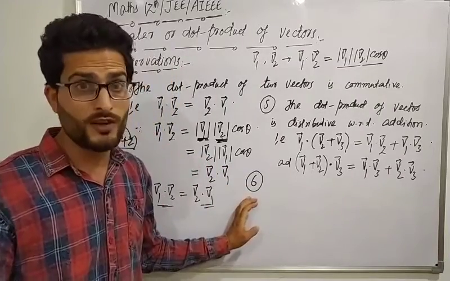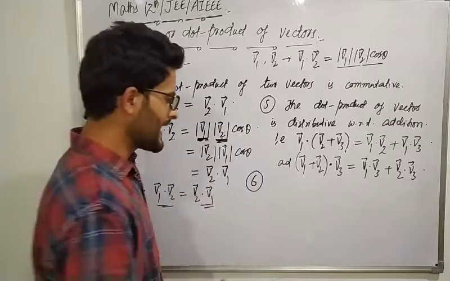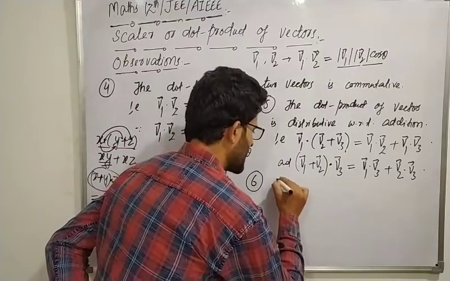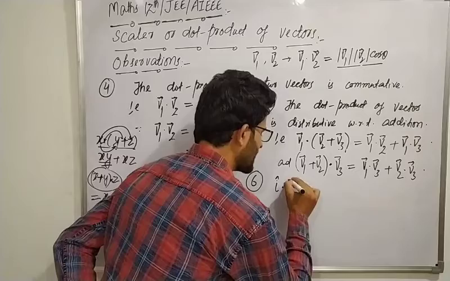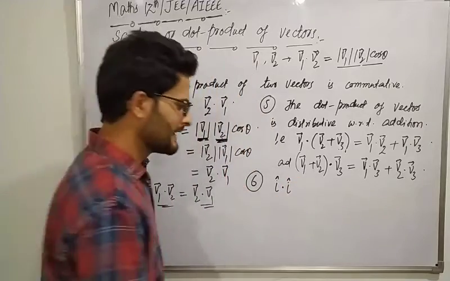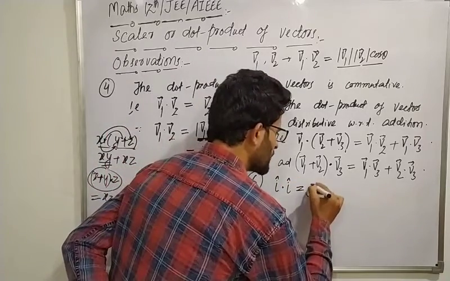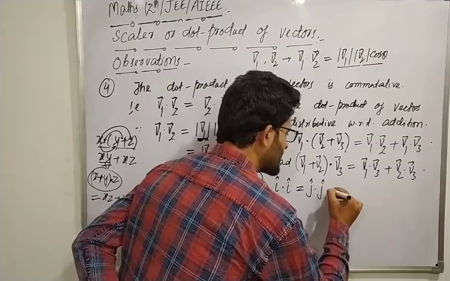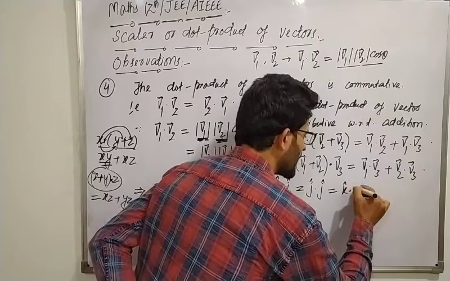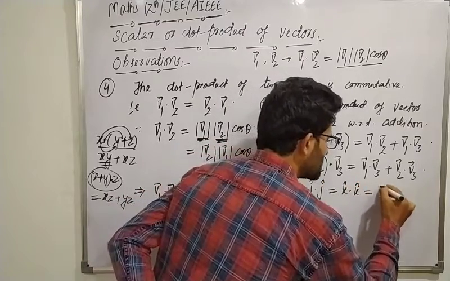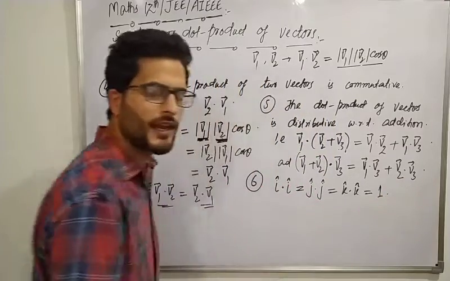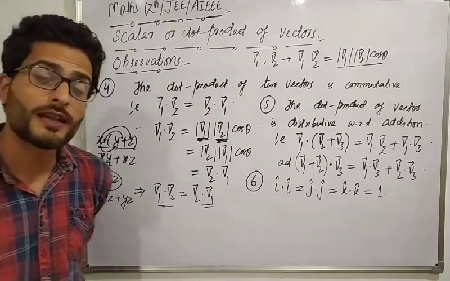सो दैट वुड बी द ऑब्जर्वेशन 6 अंडर दैट कांसेप्ट. एंड हियर लाइज, अगर हम यहां पे अप्लाई करेंगे, i dot i, that must be always equal to j dot j, that must be always equal to k dot k, and that must be always equal to the scalar which is unity, that is 1.